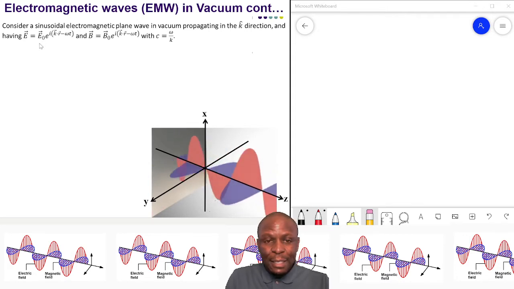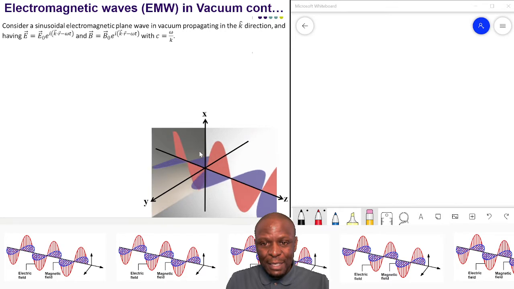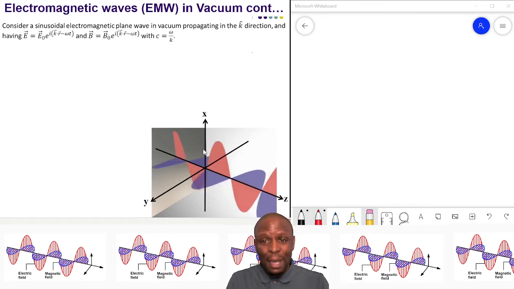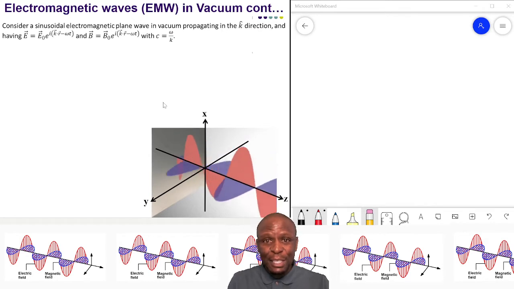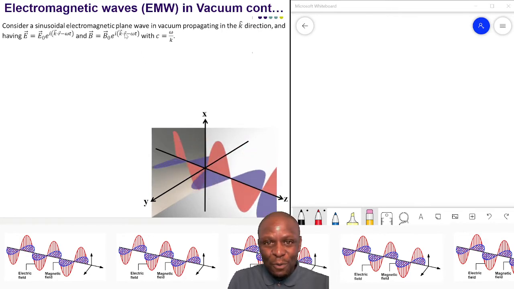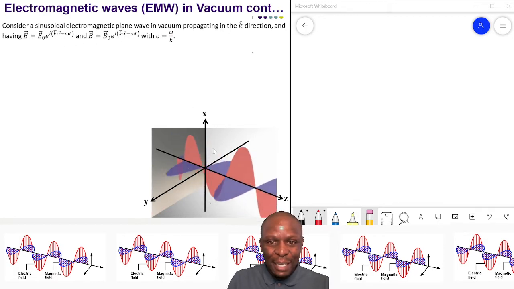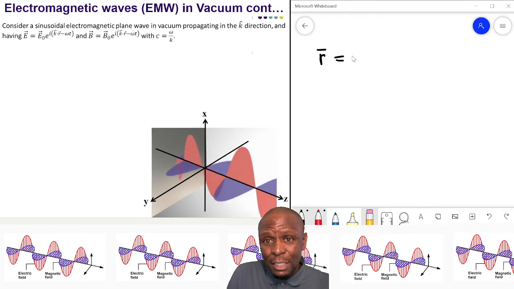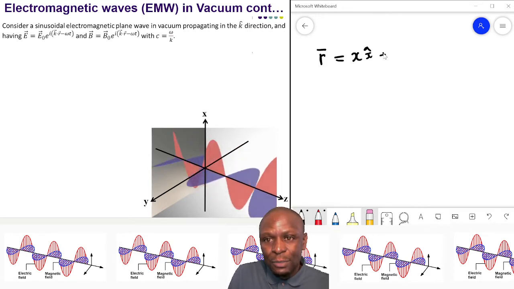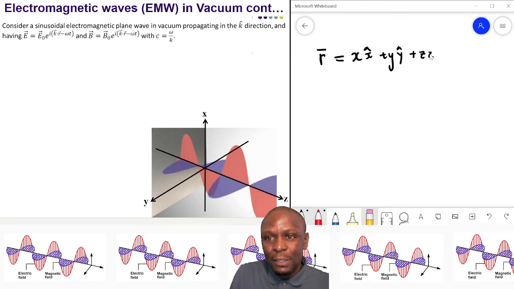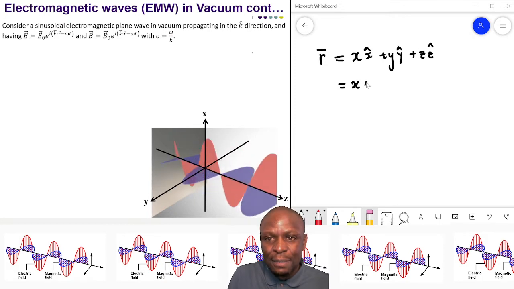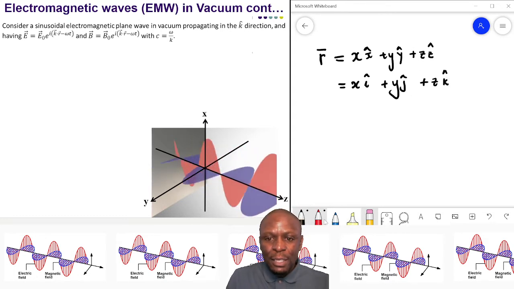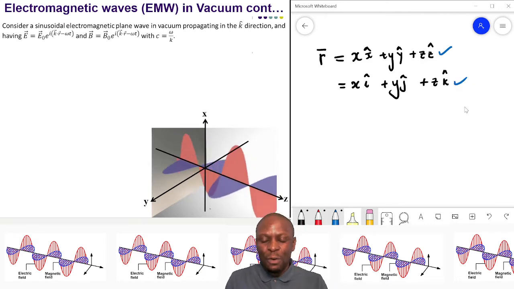Now it's got the electric field. Say, for example, the red shaded part is the electric field. In this case it's oscillating in x, it's got the amplitude in x, and the blue region in this case is in y. And I also want to remind you, what is this vector r? The vector r is equal to x in x hat plus y in y hat plus z in z hat. In some other books, this is x in i plus y in j plus z in k. So these notations are just the same, and I might be using one of them.